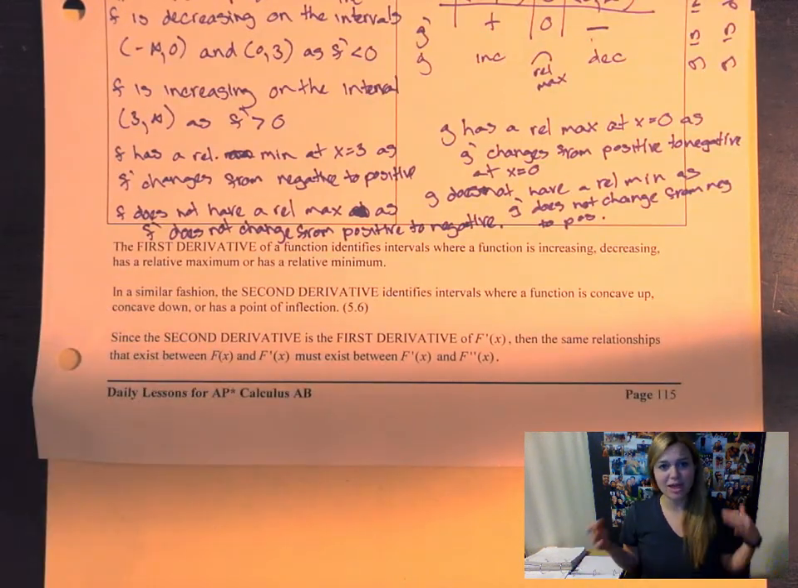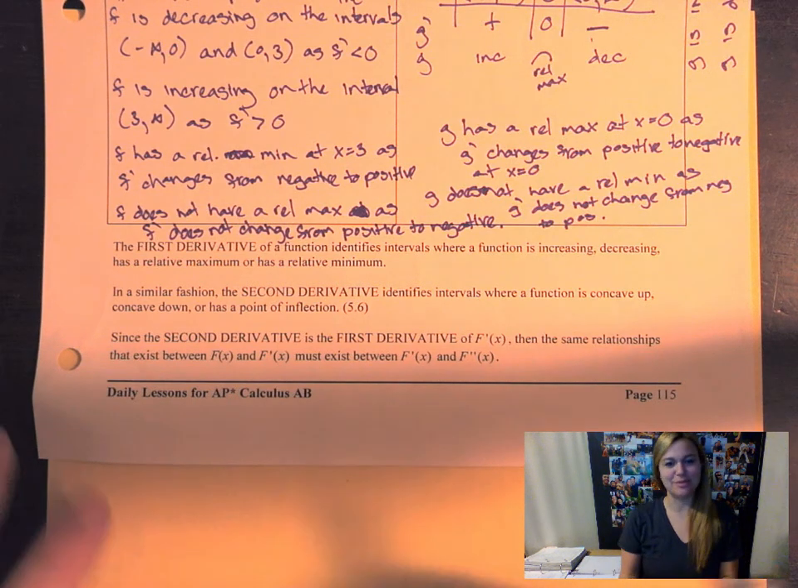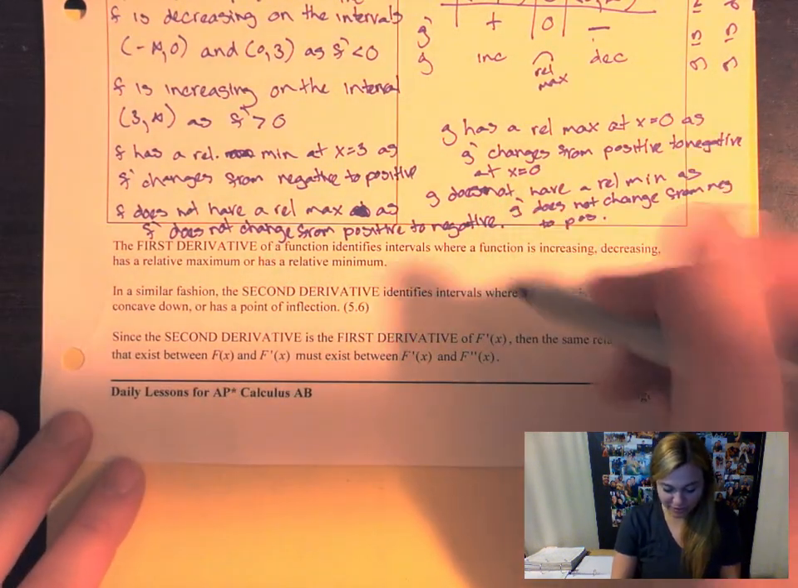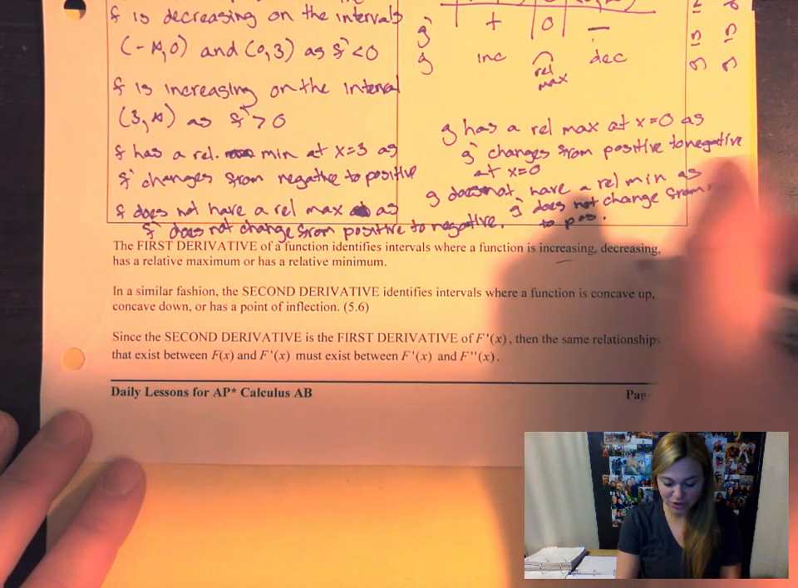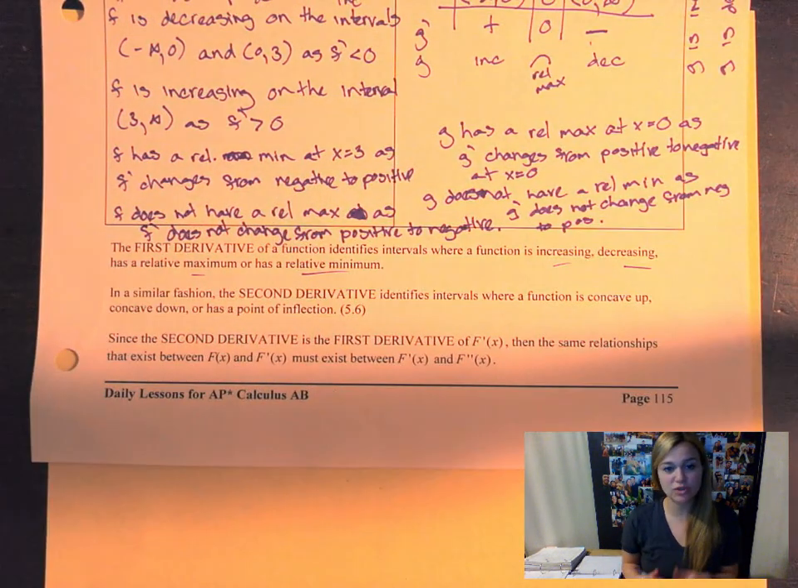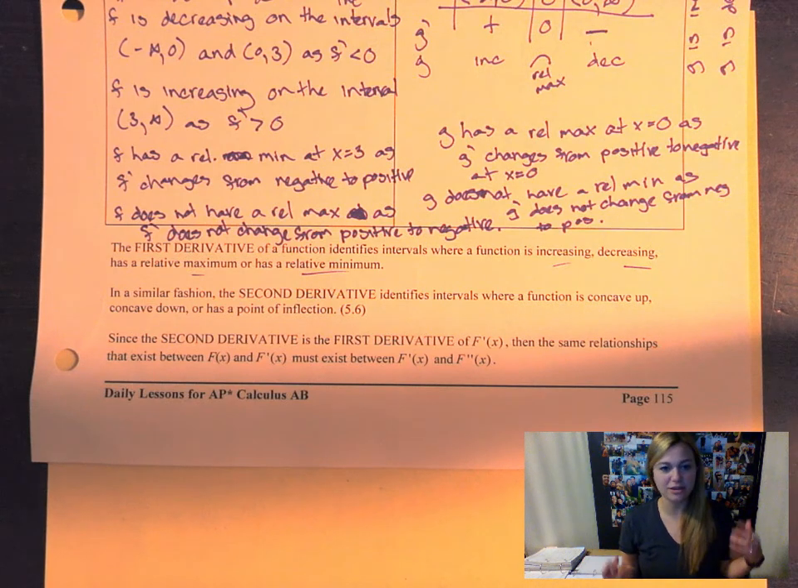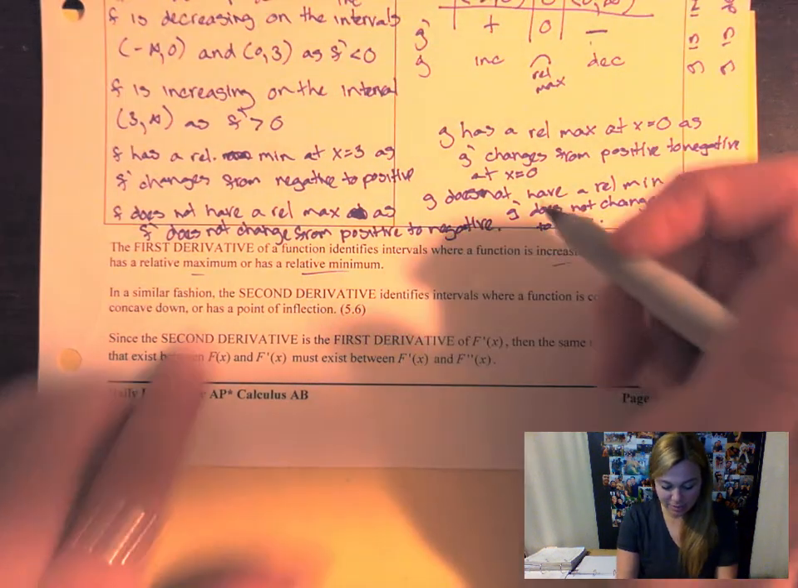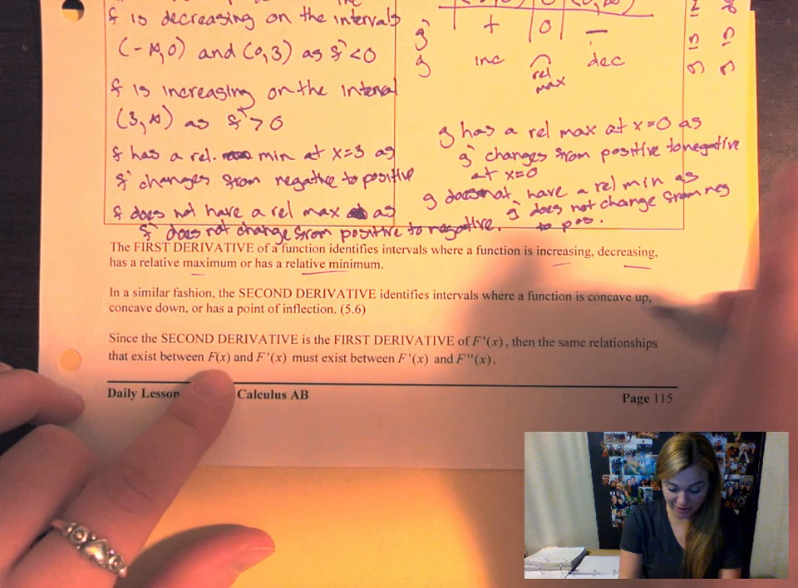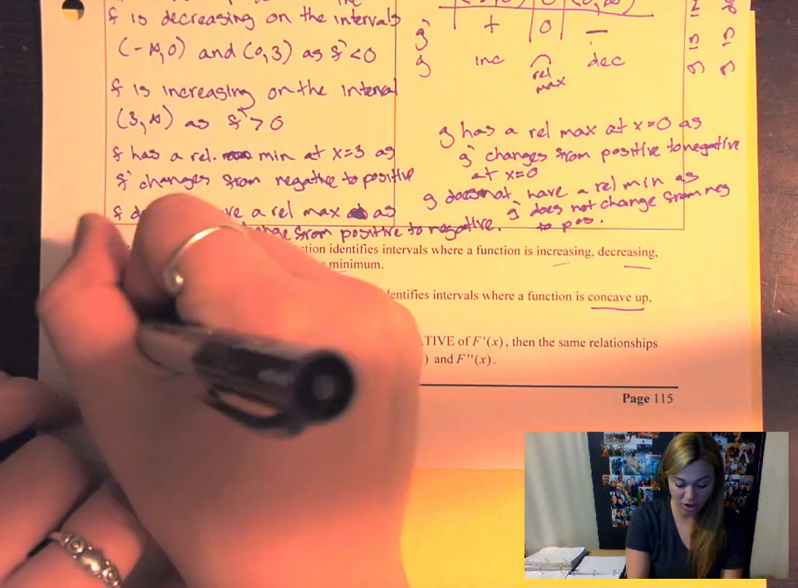And now you're like, can we do new stuff? Yes. After we sum up the old stuff. The first derivative of a function identifies intervals where a function is increasing, decreasing, relative max, or relative min. So you've done this before. You are a pro. If not, it's coming back to you. That's okay. In a similar fashion, the second derivative identifies where a function is concave up, concave down, or has a point of inflection.